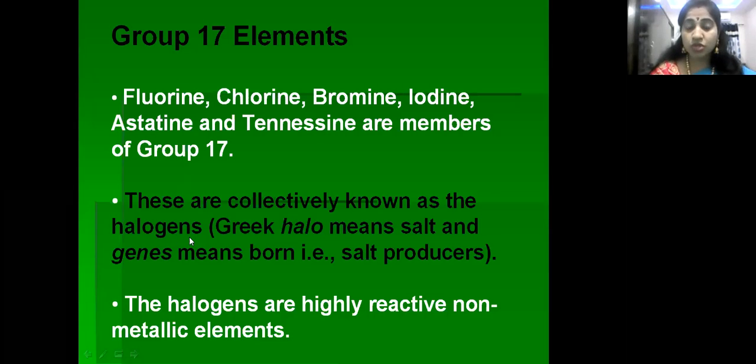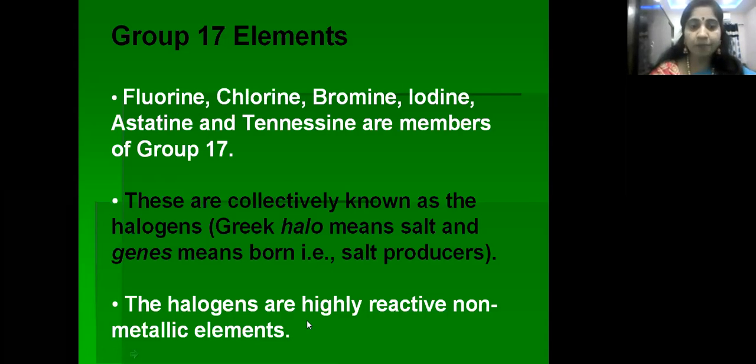This word halogen is from a Greek word. Halo means salt and genus means bond, meaning salt producers. Sea water consists of many salts like calcium, magnesium, sodium, potassium salts of fluorine, chlorine, bromine, iodine. So most of the salts are formed by these elements. That's why these elements are called halogens, right children?